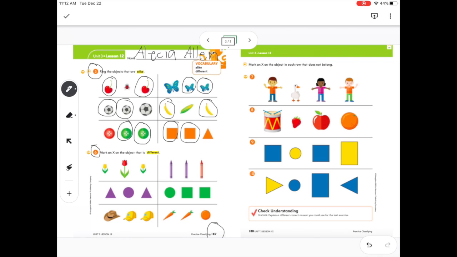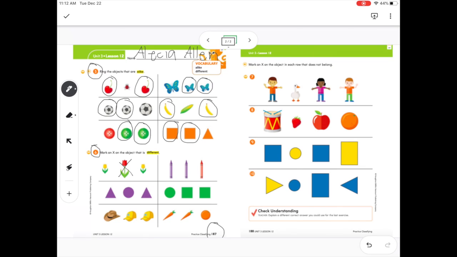So if I look at the first example, it's a little yellow flower, a tall red flower, another little yellow flower. So which one of these three flowers is different? That means is not the same. I would say the red flower. I'm going to put an X on top.